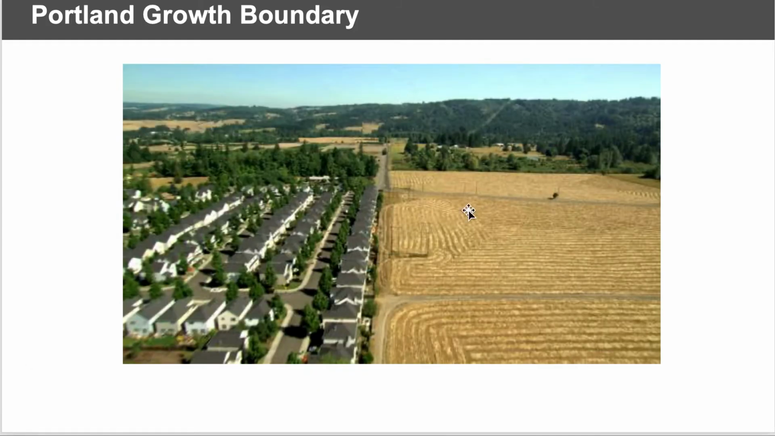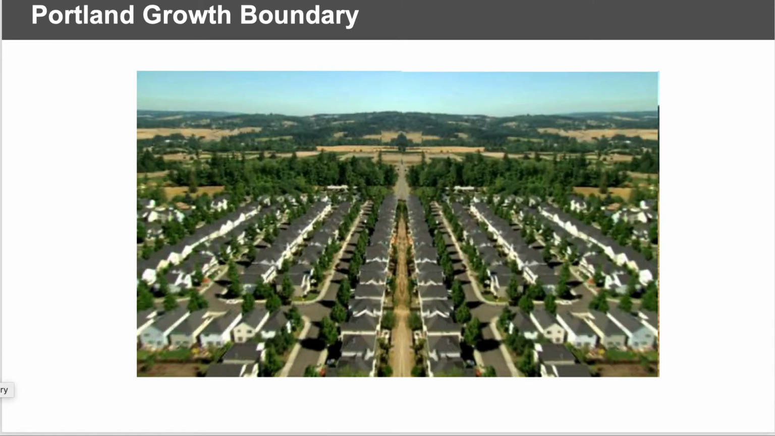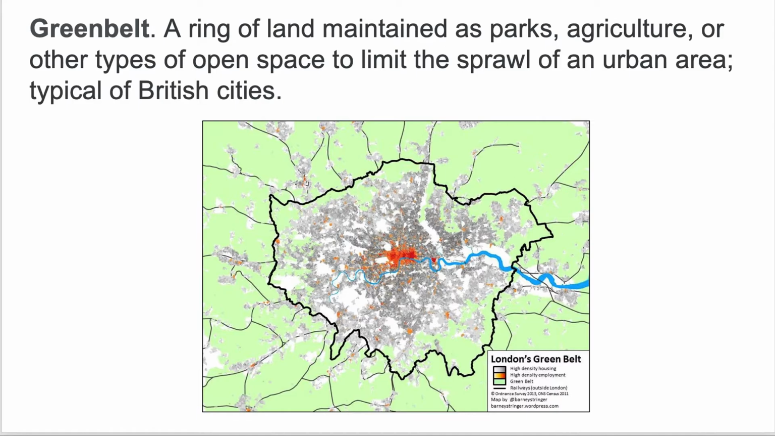Here in Portland, you can actually see the growth boundary. This is a new development, and this is a field. If this were the Twin Cities, in 10 years, this would look like this, right? But not in Portland. This growth boundary means you can't build new houses on that area. So instead of looking like this, it stays looking like this.